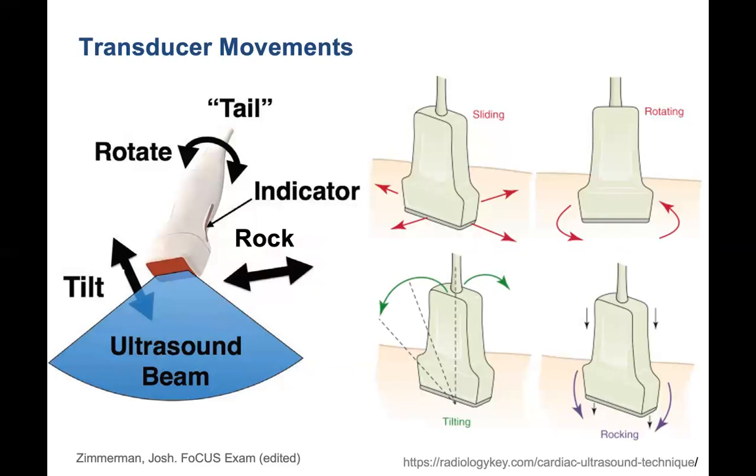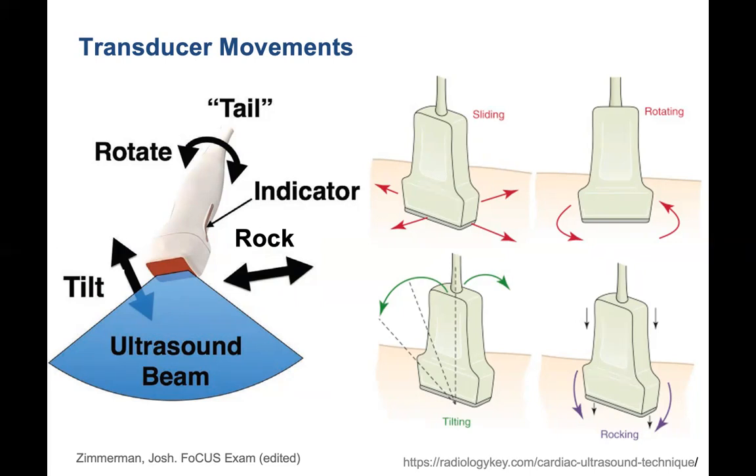As I instruct you throughout our PACU rotation to obtain these images, we're going to use these terms. We're going to use rotate, tilt, rock, and slide. Sliding is just that, moving across the chest into those different windows on the chest. Rotating is, as you can see, rotating the transducer like you would a clock, clockwise or counterclockwise. Tilting, which people often refer to as fanning, is moving the ultrasound in that direction of the transducer to look back and forth.